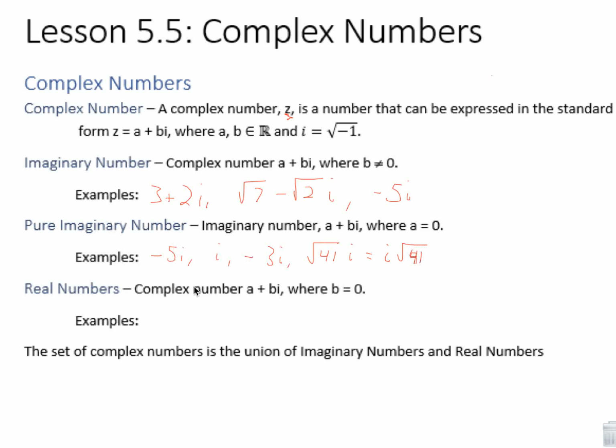And then real numbers are complex numbers where b equals 0. So that just gets the real part. So 7 or 2/3 or square root of 5. We've already talked about real numbers. They don't have this imaginary part, but what this is saying is that a real number is a type of complex number. So here we see that the set of complex numbers is the union of imaginary numbers and the real numbers, and that's all the complex numbers.